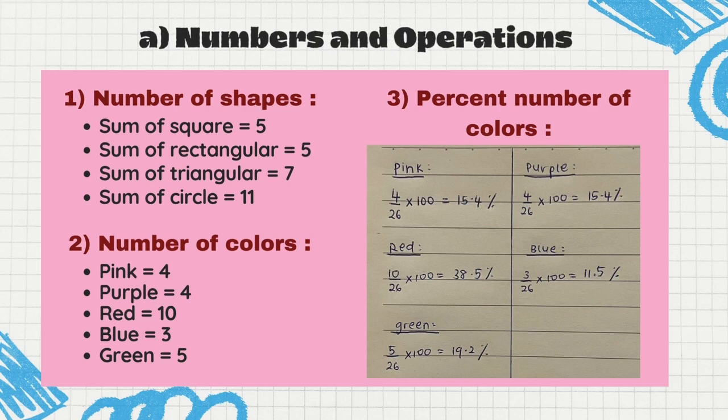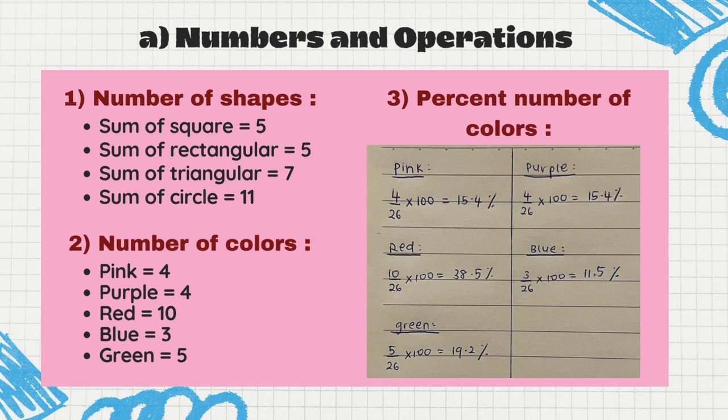Next, let's look at the first element of mathematics, which is numbers and operations. In a pop-up card, we can calculate the number of shapes and colors used. Firstly, let's talk about the shapes. In the pop-up card, there are 4 shapes used, including 5 squares, 5 rectangles, 7 triangles, and 11 circles. Additionally, there are also 6 colors used in this pop-up card. These include 4 pink, 4 purple, 10 red, 3 blue, and 5 green.